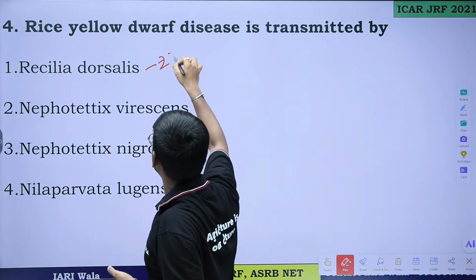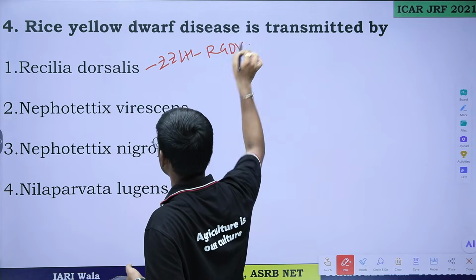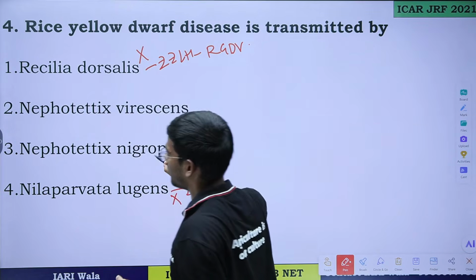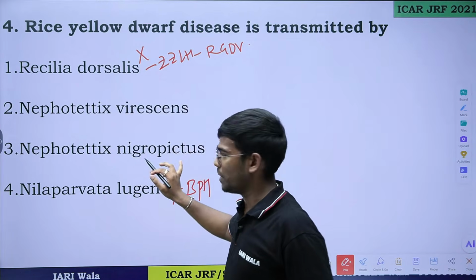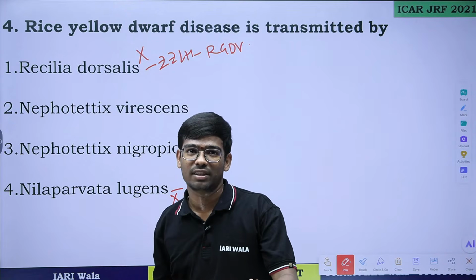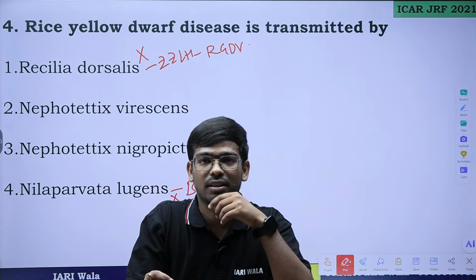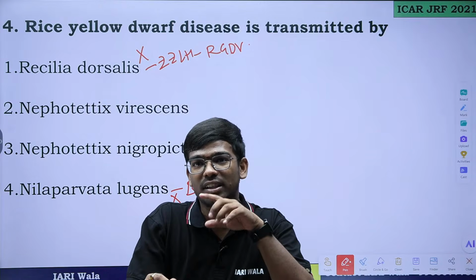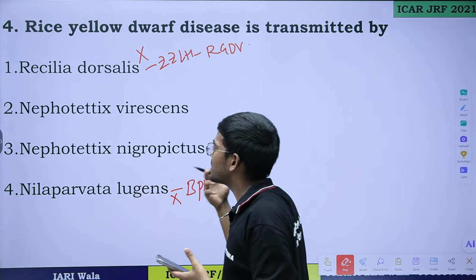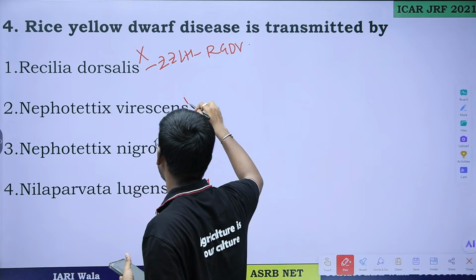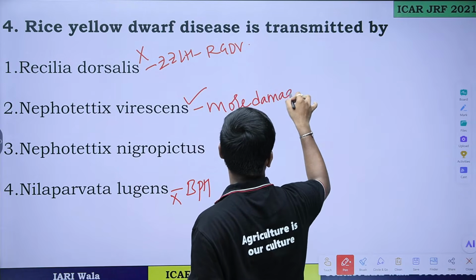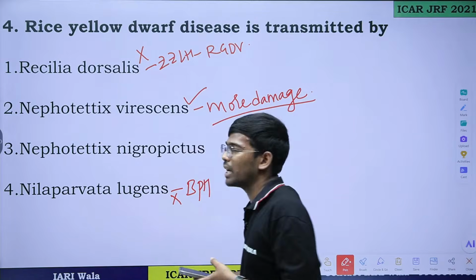So here we have said it's zigzag leafhopper, rice gall dwarf virus. We said here it's BPH. So we know these options won't work. And the leftover options are Nephotettix virescens and Nephotettix nigropictus. Both are green leafhoppers only. Then when we discussed the rice pests, we discussed Nephotettix virescens, nigropictus, and cincticeps. There are 3 species. Among these 3, virescens is the most damage causing insect. So considering that point, the answer will become Nephotettix virescens, since it causes more damage.